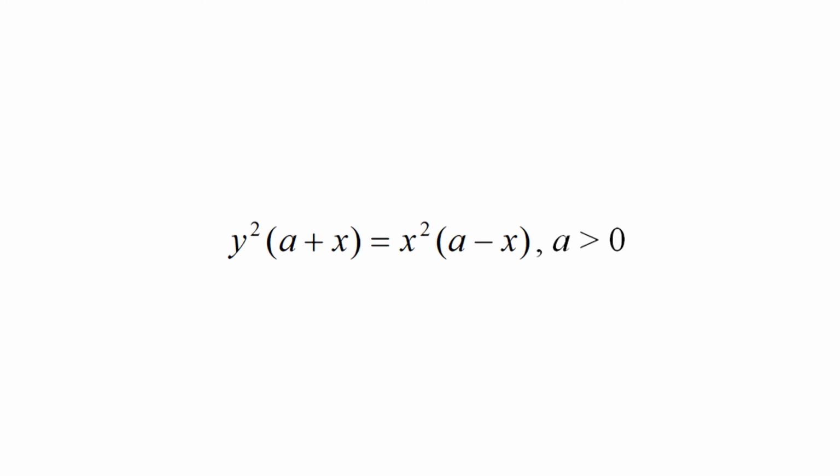As a final example, let us look at a curve which is not expressed in an explicit form y equal to f of x, instead may be given by an implicit function of the type f of x, y equal to 0. The procedure to sketch the curve may not be the same when the function representing the curve is in implicit form. For example, consider the curve given by the equation y square into a plus x is equal to x square into a minus x, where a is strictly positive.